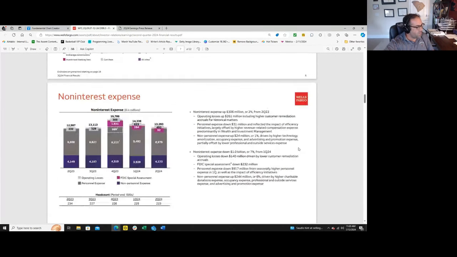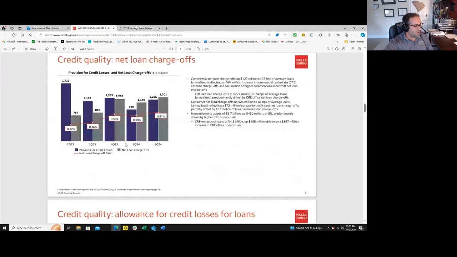Now, if we move over here to charge-offs and credit quality, this is another part where analysts are a little bit worried. You can see the net loan charge-off rate has really climbed over the past year from 0.32%, steadily climbing. It was 0.57% in the most recent quarter.